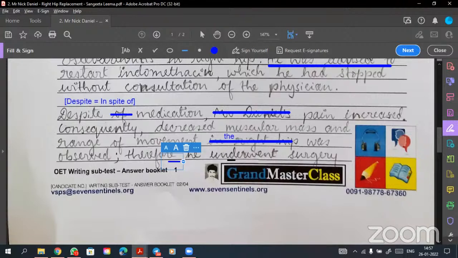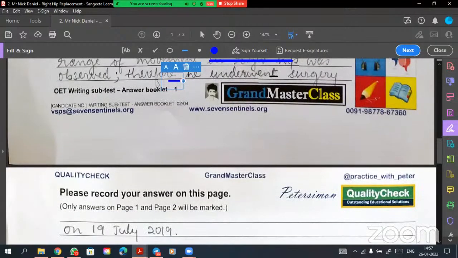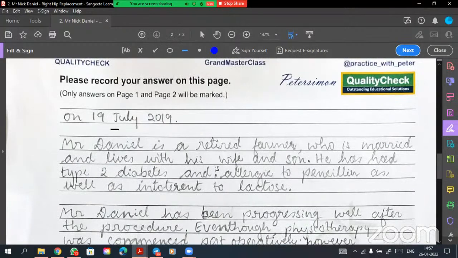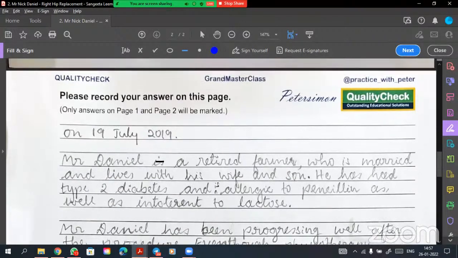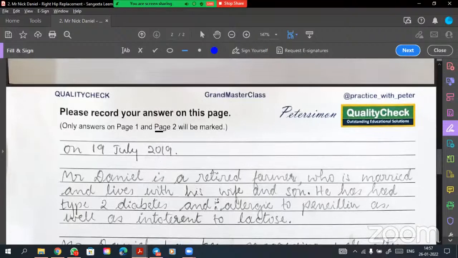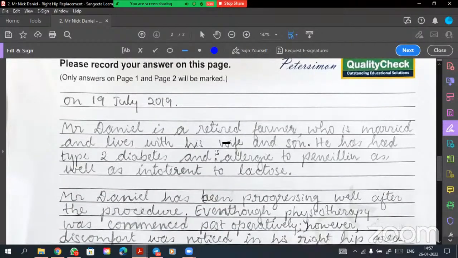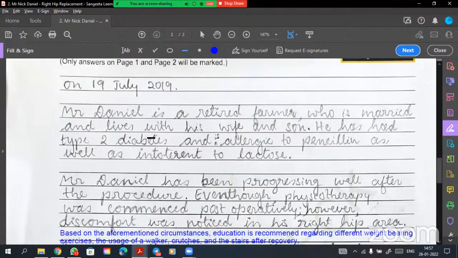Therefore, he underwent surgery on 19 July 2009. Mr. Daniel is a retired farmer who is married and lives with his wife and son. He has had type 2 diabetes and is allergic to penicillin.